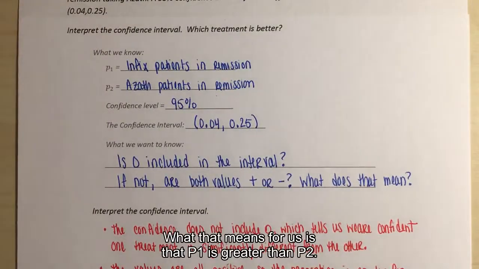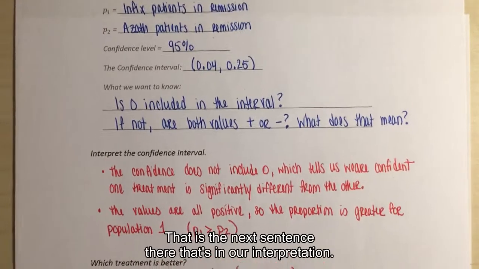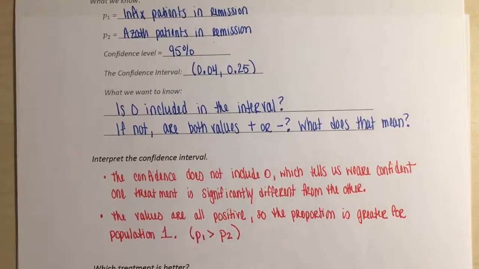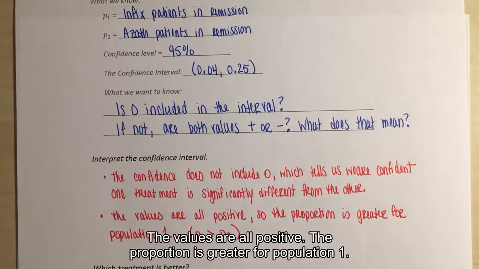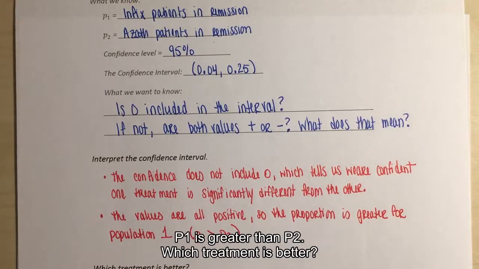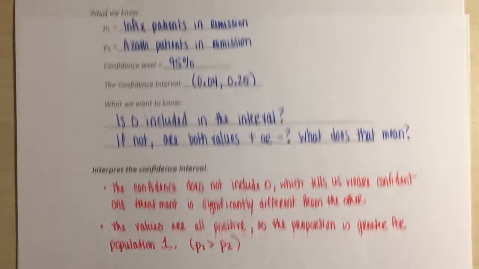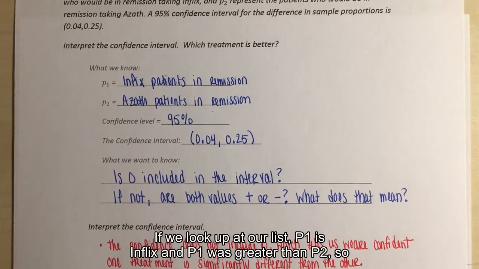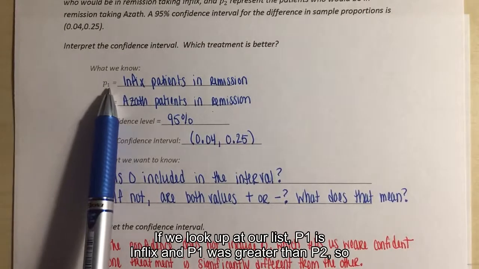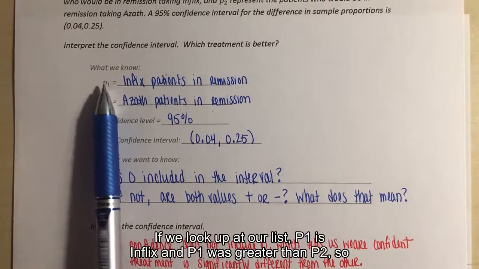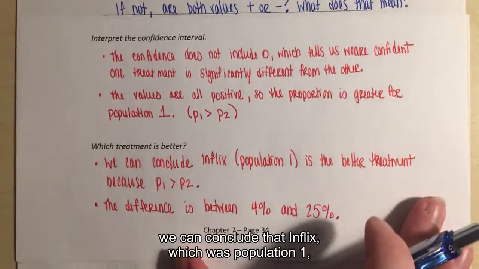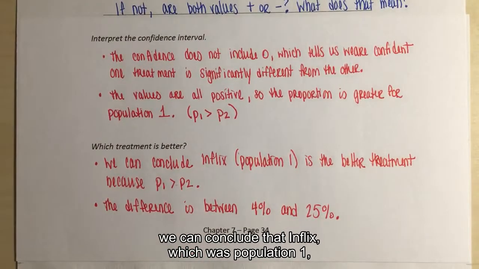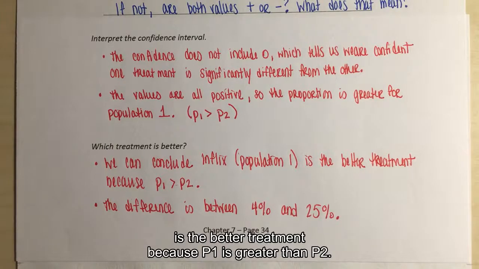So what that means for us is that P1 is greater than P2. That is the next sentence in our interpretation. The values are all positive, so the proportion is greater for population 1. P1 is greater than P2. So, which treatment is better? If we look up at our list, P1 is Inflix, and P1 was greater than P2. So, we can conclude that Inflix, which was population 1, is the better treatment because P1 is greater than P2.